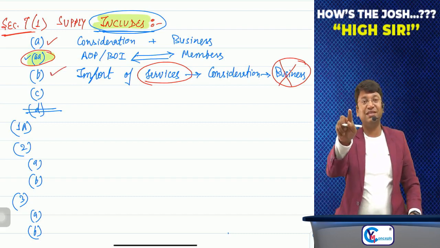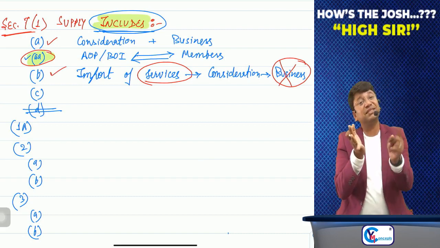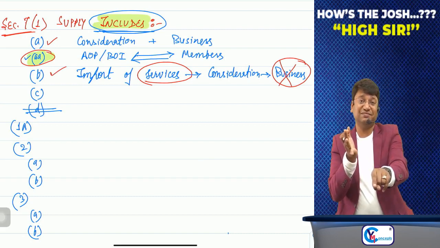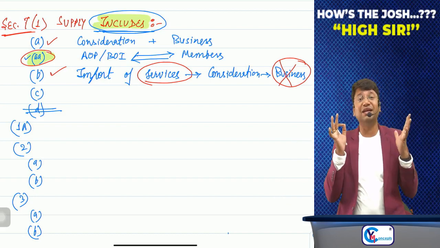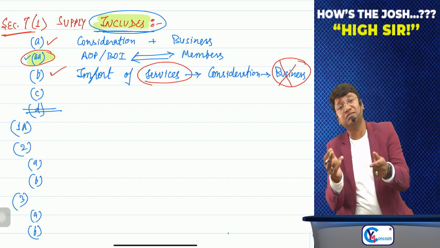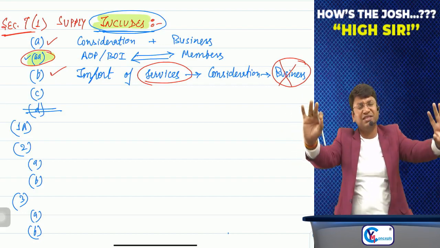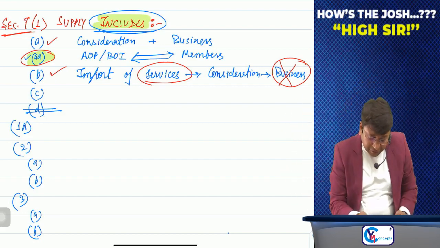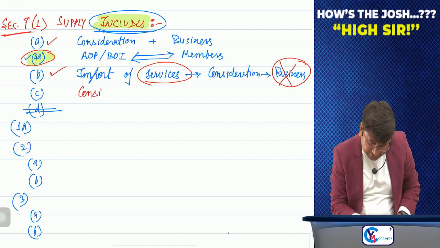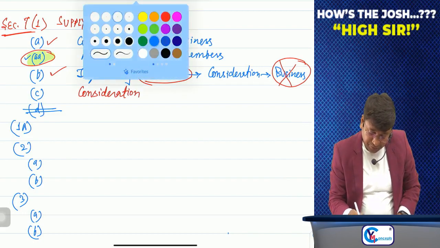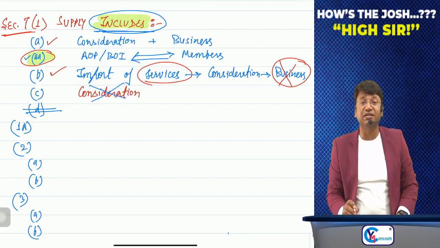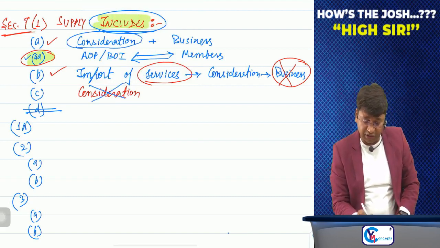See, clause number A says that it should be for a consideration plus it should be in the course or furtherance of business. Clause number B says that import of services for a consideration, whether or not in the course or furtherance of business. Clause number C says that don't worry, even if the transaction is without consideration.